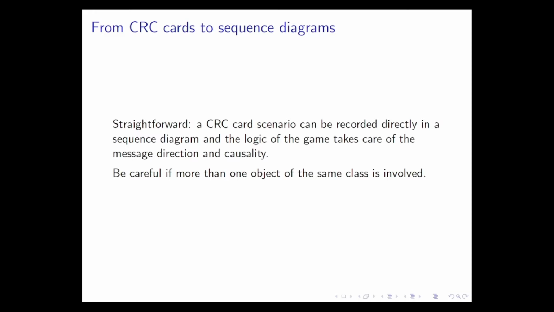So it's quite straightforward to take a CRC card scenario play out to a sequence diagram. You can record it directly on a sequence diagram, and the logic of what you did in the CRC game takes care of the message direction and causality. You have to be careful if more than one object of the same class is involved, because CRC card processes tend to sort of pun between classes and objects. It's sometimes possible to get yourself confused in situations where one object of a class has to send a message to a different object of the same class, or indeed simply you have more than one object of the same class involved in the same scenario, which is not uncommon in real life, so make sure that you don't get yourself confused at that point.